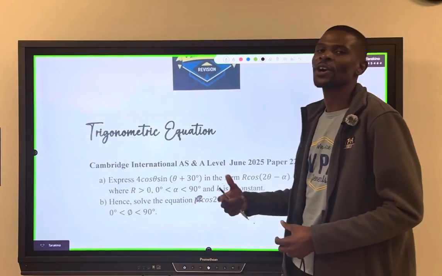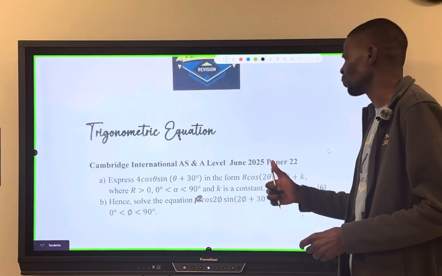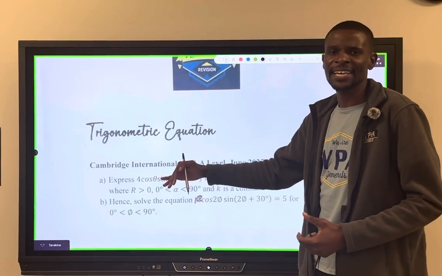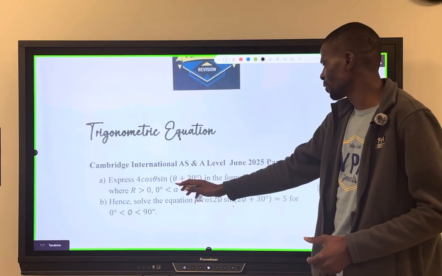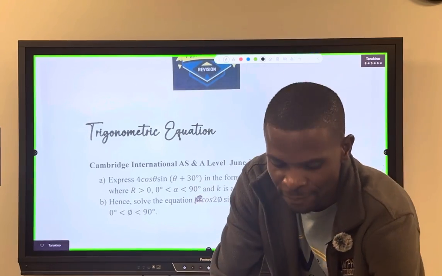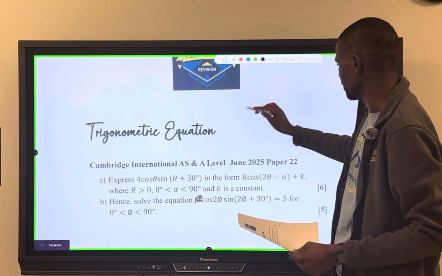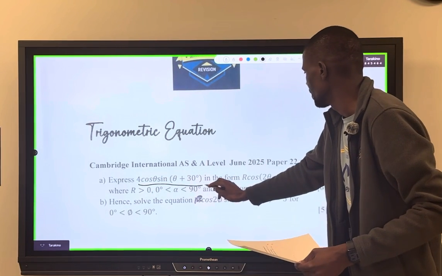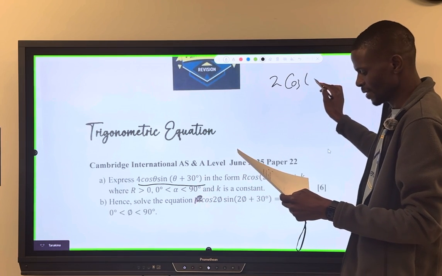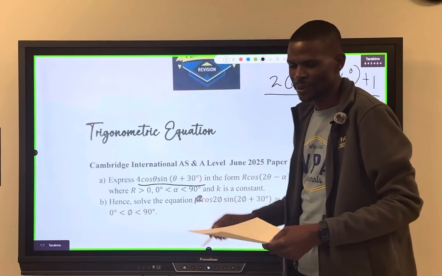All right, this is just a continuation from the previous video. This is the Cambridge June 2025 paper 2 question. So we did part A where we needed to express 4 cos theta sine theta plus 30 degrees in that form. And if you still remember from the previous video, we got that this was equivalent to 2 cosine 2 theta minus 60 degrees plus 1, where R was 2. This is what we got.